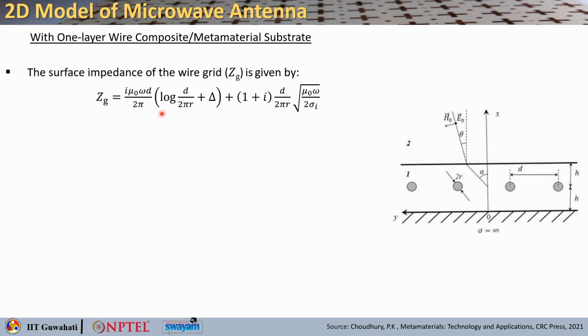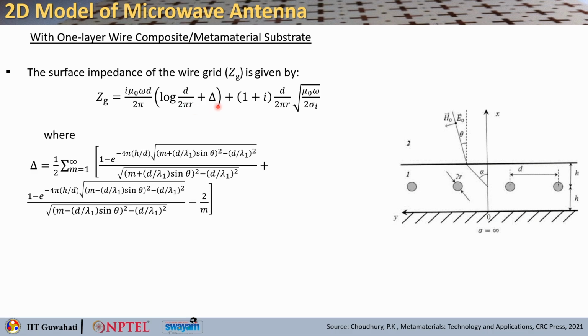So, all these parameters are known: log d by 2 pi r plus delta, plus 1 plus i d divided by 2 pi r times square root of mu naught omega by 2 sigma i. So, sigma i is basically the conductivity of the material of the wires, and what is this delta? Delta is basically this particular summation. So, half summation m equals 1 to infinity, and then you have these two parameters, right.